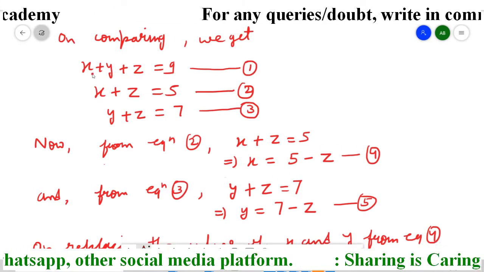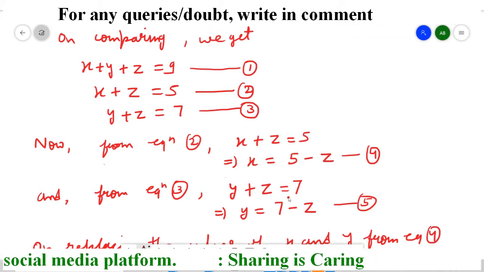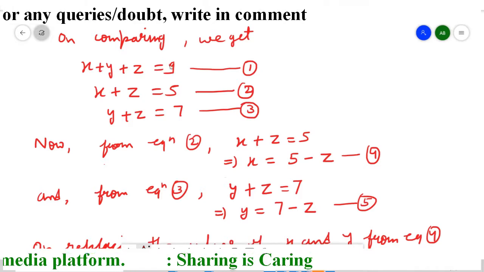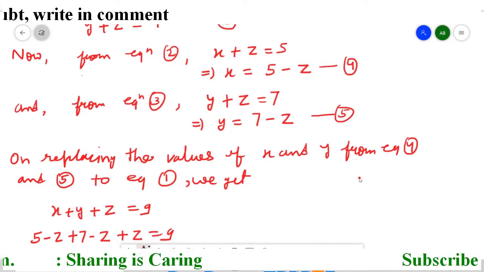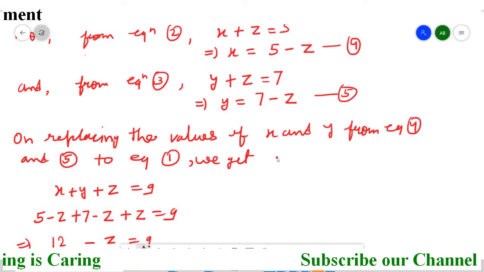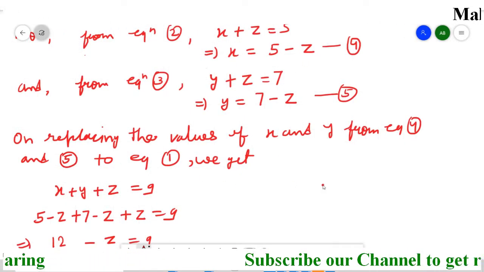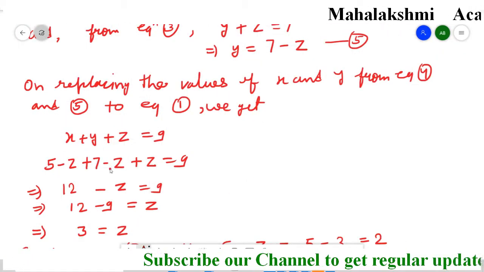Now what I am planning is, this value of x and this value of y will replace in equation 1. So this x is in terms of z and this y will also come in terms of z. So equation 1 will completely convert in terms of z. So like this we are done. The value of x and y from equations 4 and 5 we replaced in equation first.